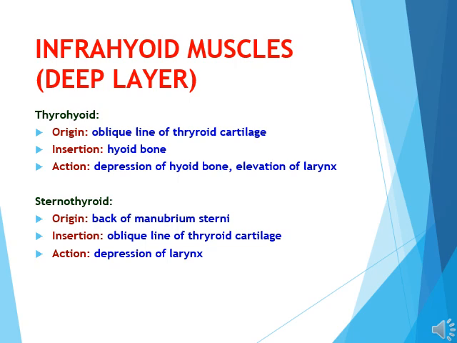Just inferior to it lies the sternothyroid muscle, which also originates from the posterior surface of the manubrium sterni but inserts directly onto the oblique line of the thyroid cartilage. Its primary action is depression of the larynx, contributing to the downward movement of the voice box after phonation or swallowing. This muscle plays a subtle but vital role in voice modulation and airway patency.